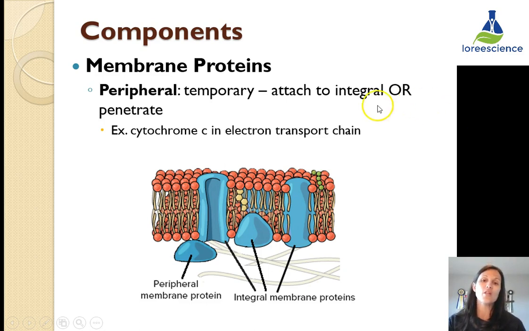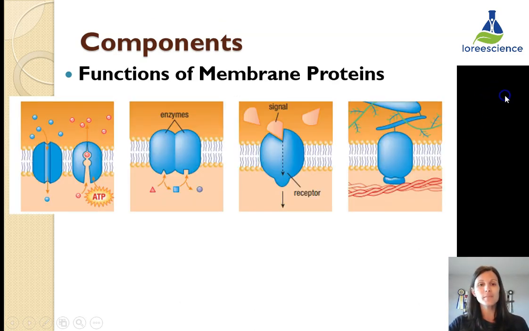Peripheral proteins, on the other hand, are temporary proteins, meaning that they attach to integral proteins, or they penetrate partially into the membrane, but then they're just temporarily there and they will move on. So a peripheral protein can attach and can continue moving on. An example of this is the protein cytochrome C in the electron transport chain. It actually moves within the membrane from protein to protein to protein, but it is not permanently in one location.